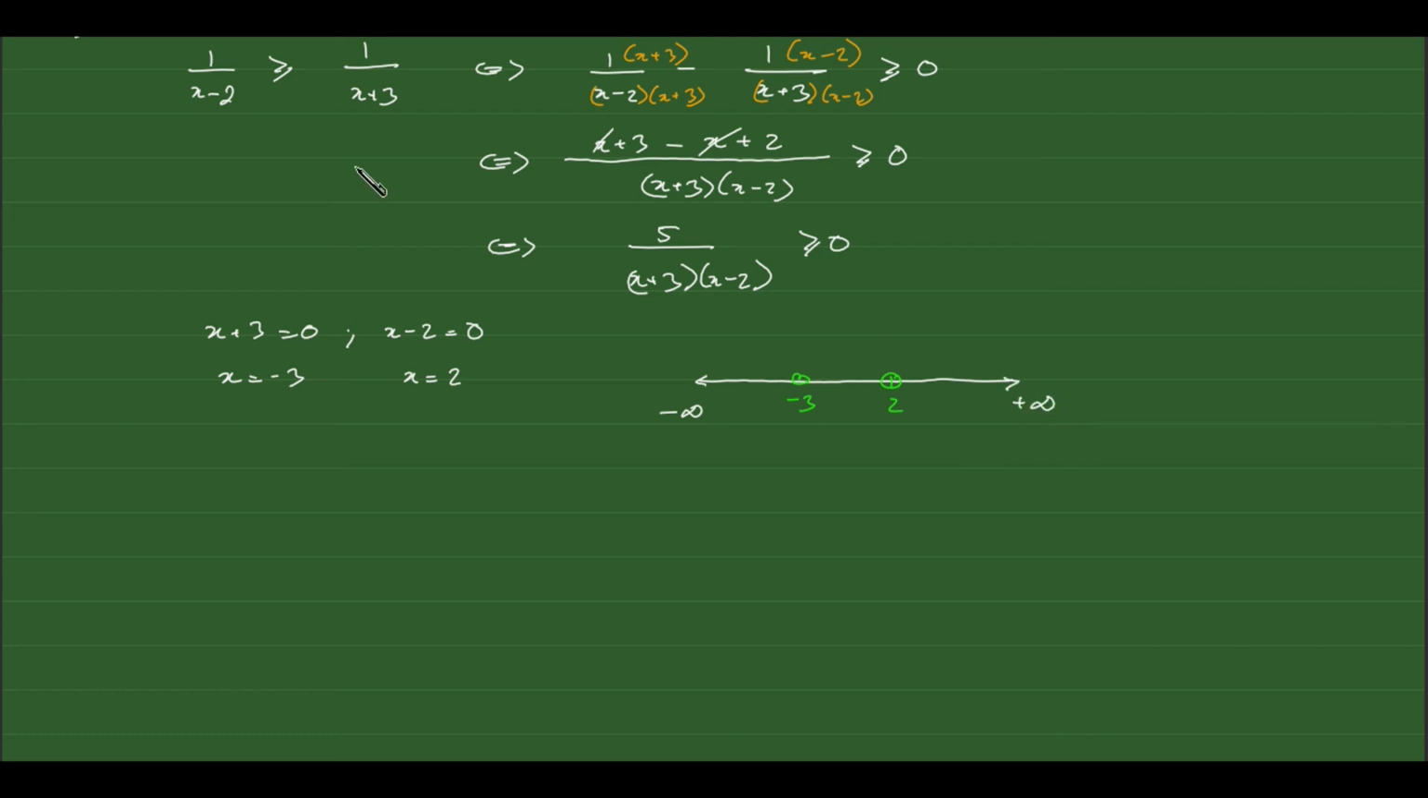And now we're gonna check the interval notation. Pick the value here: 0, negative; -4, positive. Alright, we want a greater than, so we're gonna take this, and we're gonna take this. Then the final answer will be -infinity to -3 parentheses. Even though it's equal, it must be parentheses here because it's under the denominator. Okay, union 2 to positive infinity.